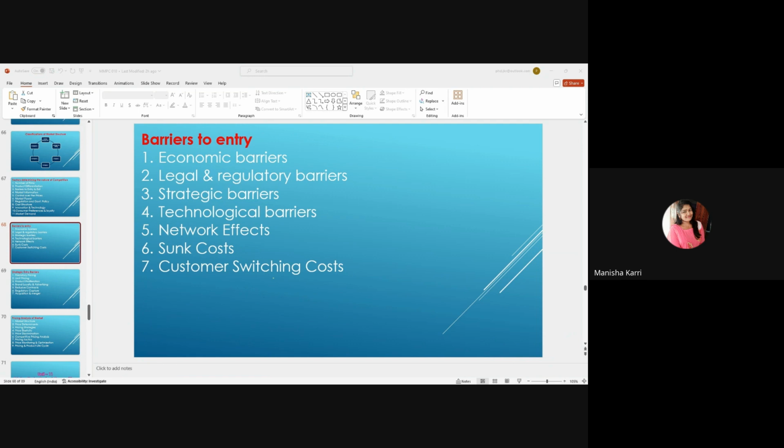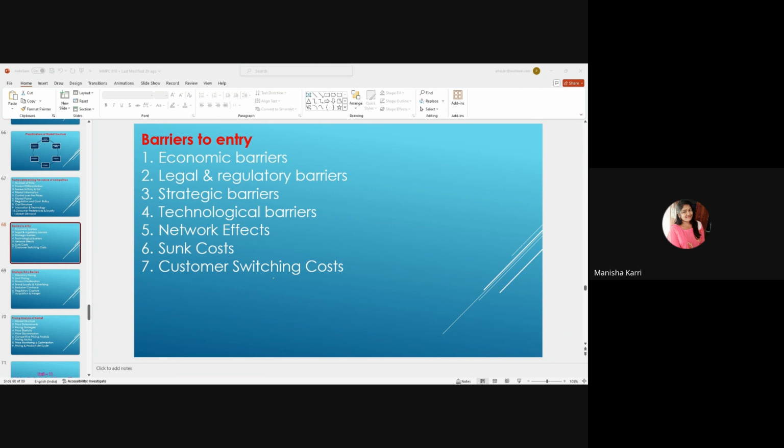Some other examples are large manufacturers like automobile companies and established oil companies, which have access to prime drilling locations and better technology. These are the economic barriers. And coming to legal and regulatory barriers: licenses and permits, patents and proprietary knowledge, and some standards, regulations and restrictions.